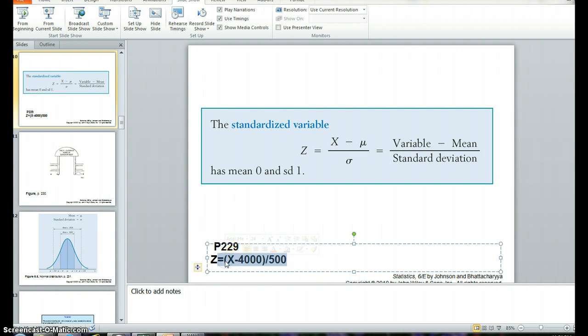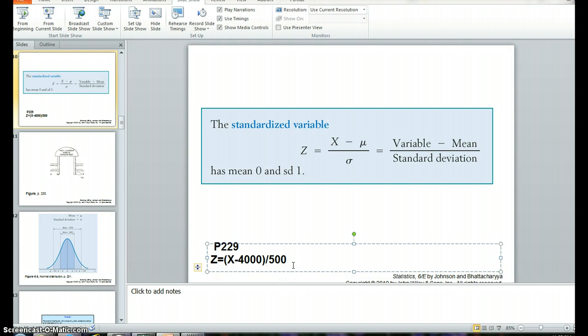So we don't care about dollars or anything. Now it's like a dimensionless scale, and when we convert a variable to a standardized variable, we can use the table to calculate the probability. So for example, what's the probability of the salesperson making more than $5,000 a month? And then we can calculate it. Or what's the probability of her making less than $2,000 a month?